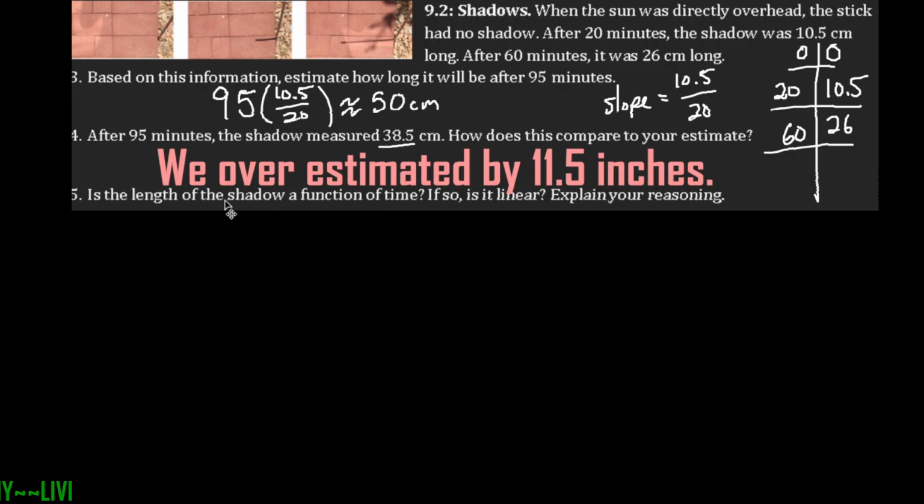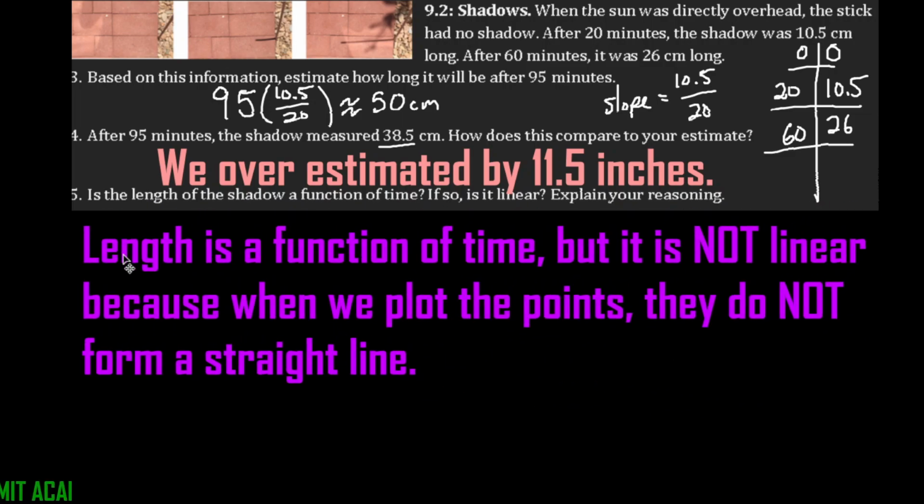Then it says, is the length of a shadow a function of time? If so, is it linear? And explain your reasoning. Well, we're going to say it is a function of time. The length is a function of time, meaning our y values were the length, where our x values, our independent variables, were the time. However, it is not a linear function because when we plot the points, they do not form a straight line.